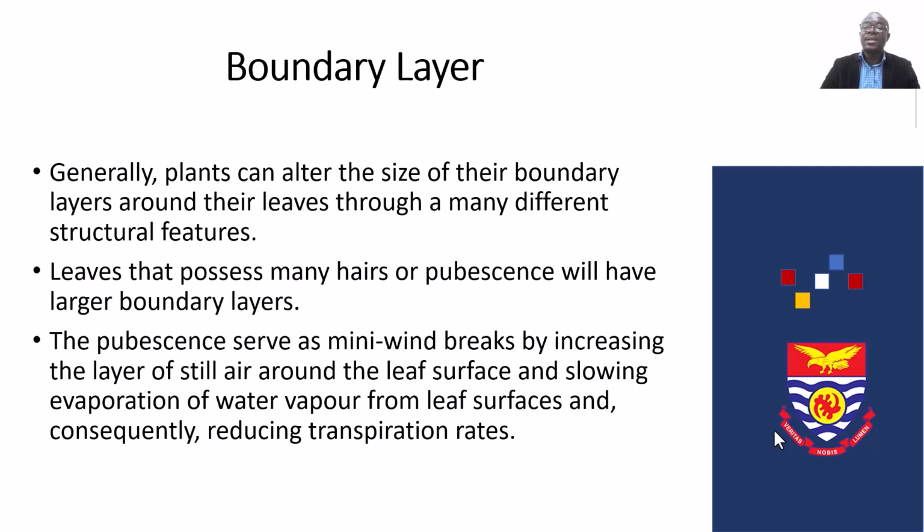Generally, plants can alter the size of their boundary layers around their leaves through many different structural features. Leaves that possess many hairs, or pubescence, will have larger boundary layers. The pubescence serves as mini windbreaks by increasing the layer of still air around the leaf surface and slowing evaporation of water vapor from leaf surfaces, consequently reducing transpiration rates.